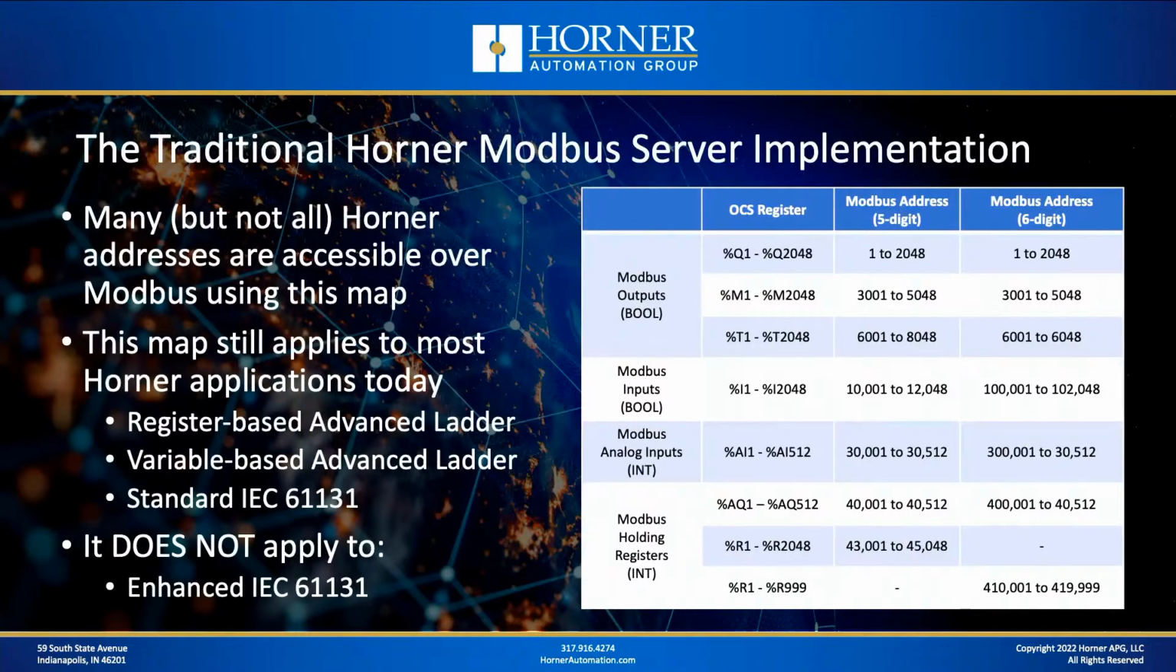Okay, so on the left-hand column there, you can see all the traditional Horner address types, and in the middle column, they are mapped in Modbus 5-digit address space. And the far right column shows the 6-digit address, because that was created along the lines there.